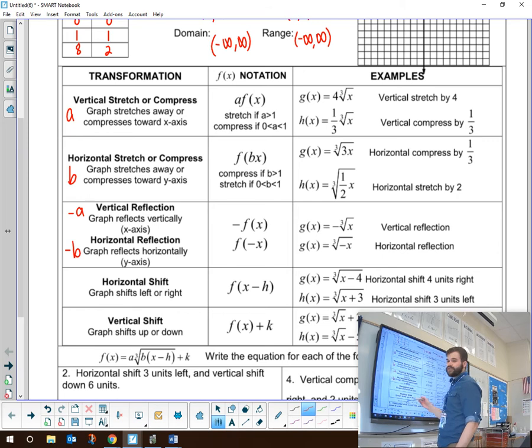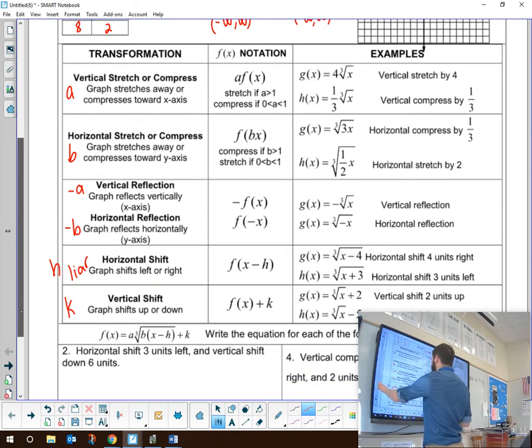A horizontal shift, remember, that's still my H. And H is still a liar. So if it's inside the cube root with X, it's still lying to us. And last one, vertical shift is K, and that controls my up and down. So these are going to work the same way that they have been working for everything else.